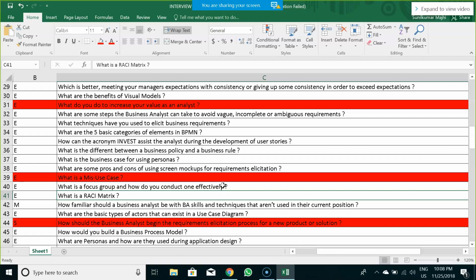So, a misuse case is actually derived from a use case itself. It's basically a requirements and process modeling term used to describe the steps and the scenarios which a user performs in order to complete or accomplish some fake malicious act against the system or a business process.